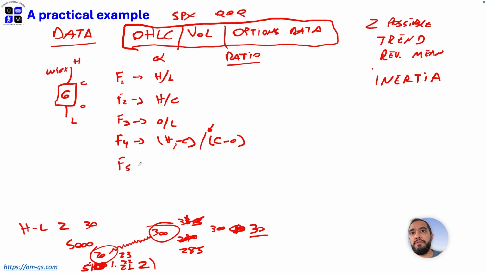And then you may have a feature 5 that is high minus low divided by the close minus the open. With just a single candlestick, in this example, you already have 5 features. If you have minimal experience with modeling, you will ask me, Professor, but these attributes are extremely correlated.